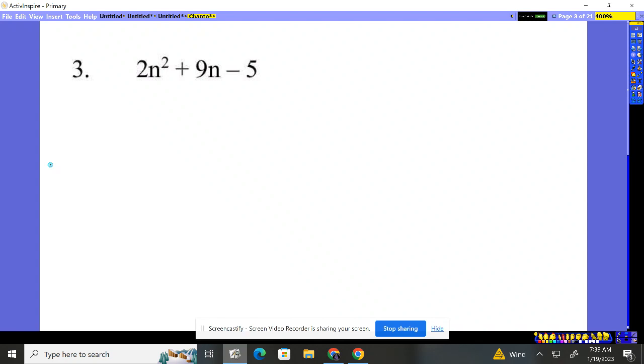Number 3, we want to factor this. Well, we notice that we're going to have to use the busting B method because the A value is a 2. If it's a 1, we can just break it down easily. But when it's a 2, there are different combinations that can work.